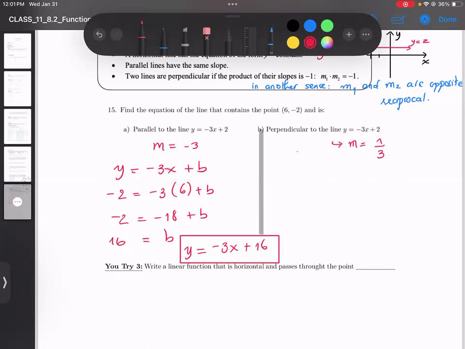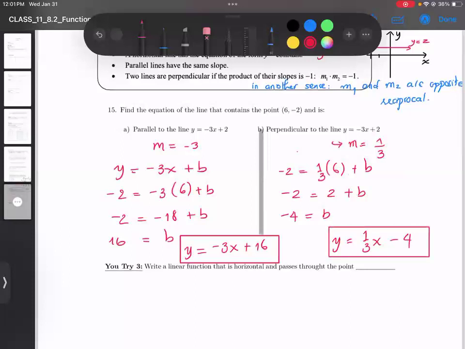Now you've got the slope, you can find b with a similar process. Plug in -2 for y, 1/3 for m, and 6 for x, plus b, because I don't know what b is. -2 equal 2 plus b, so b is -4. So y equal 1/3 x minus 4.